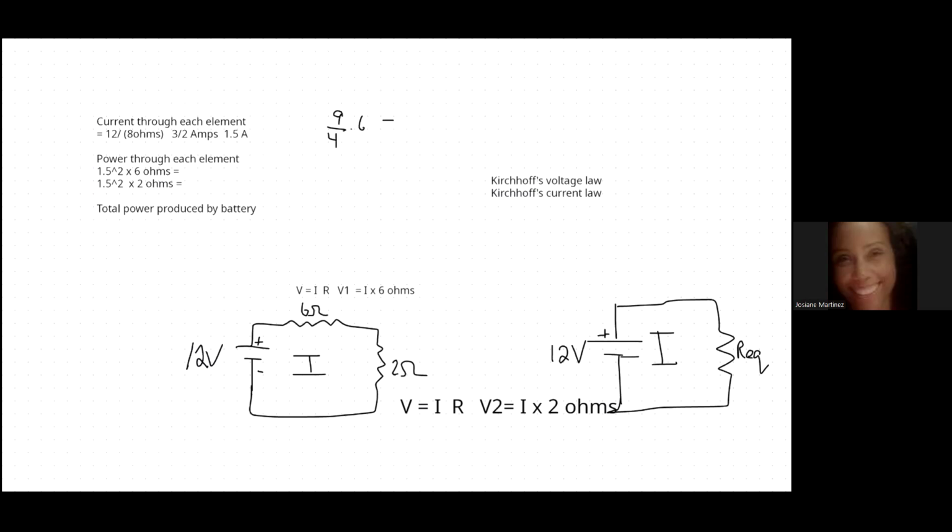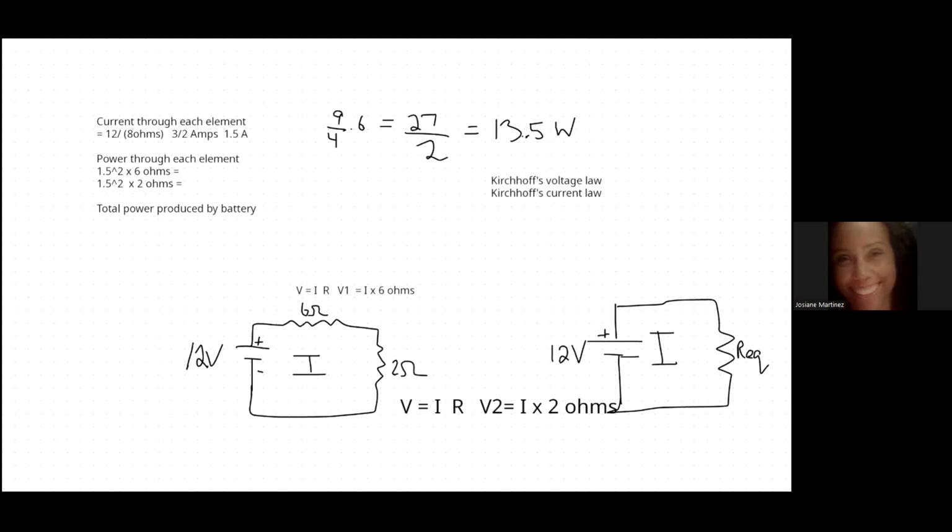I always prefer to work with fractions. And what do we get? 13.5 watts. Okay, this is for the 6 ohms. Hope you agree with me. And for the 2 ohms, what do you think you're going to get?